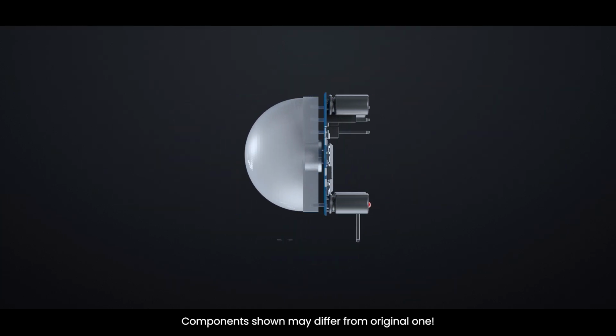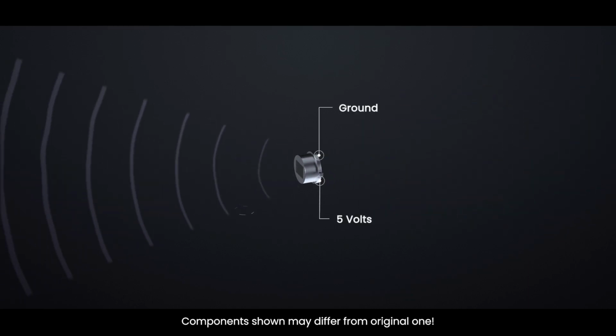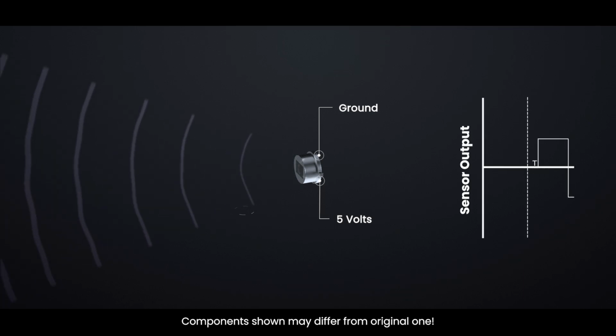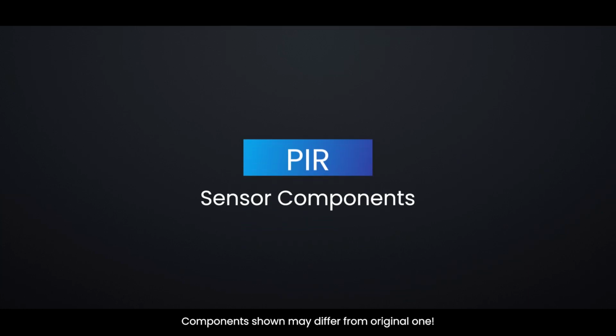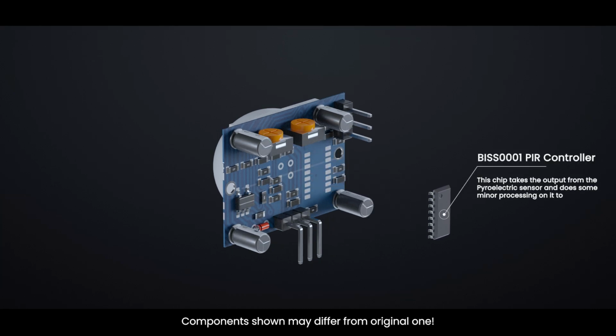This PIR sensor itself is pretty straightforward and works out of the box. Simply apply power, 5 volts to 12 volts, and ground. The sensor output goes high when motion is detected and goes low when idle. Let's talk about the components in the PIR sensor. BISS0001 PIR controller. This chip takes the output from the pyroelectric sensor and does some minor processing on it to emit a digital output pulse.